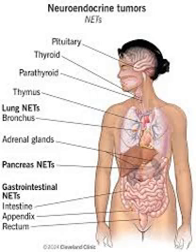Neuroendocrine tumors (NETs) are a diverse group of cancers that arise from neuroendocrine cells, which are found throughout the body and have traits of both nerve cells and hormone-producing cells. These tumors can occur in many organs but are most commonly found in the gastrointestinal tract, stomach, intestines, pancreas, and lungs. Some neuroendocrine tumors are slow-growing (indolent), while others can be aggressive and fast-growing.